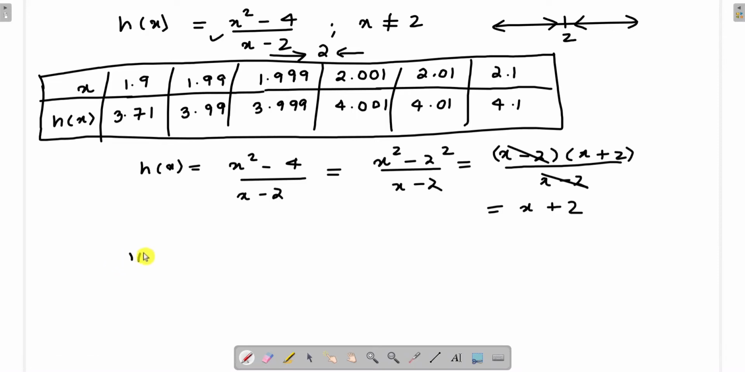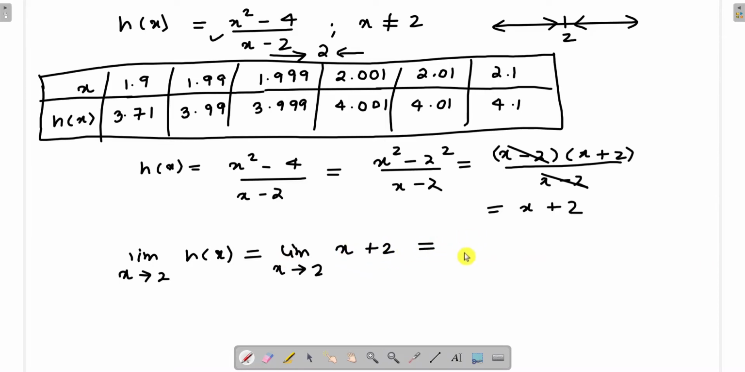Now we can calculate the limit. So limit as x tends to 2 of h(x). So it is nothing but limit x tends to 2 of x plus 2, because now the function has been changed to x plus 2. So you can see that from here we have limit x tends to 2 of x plus 2.